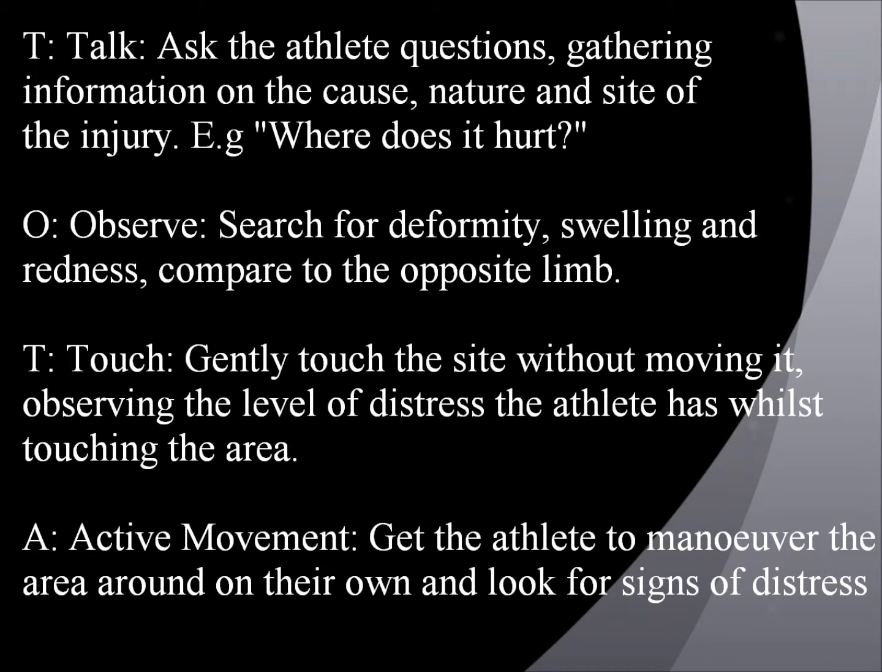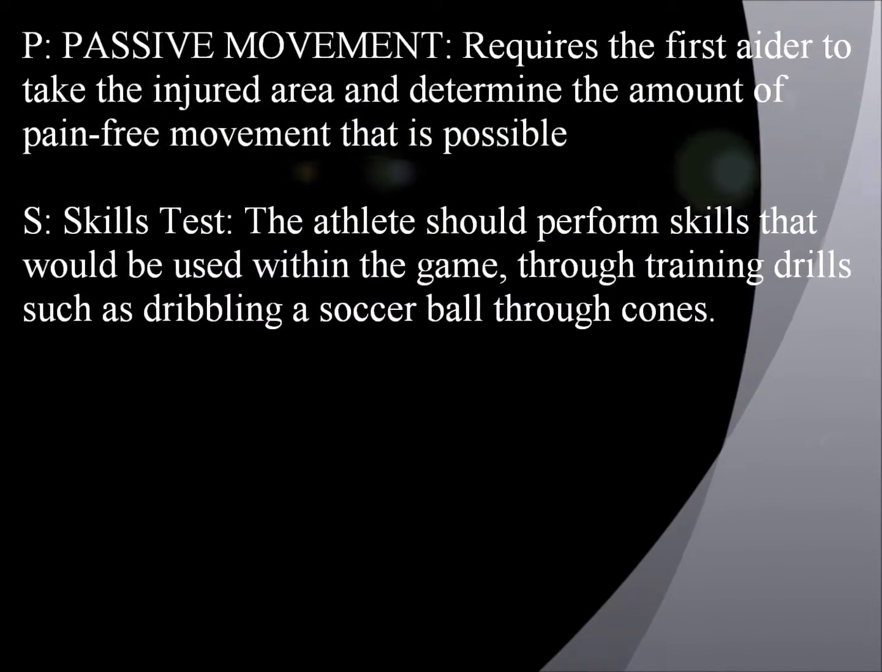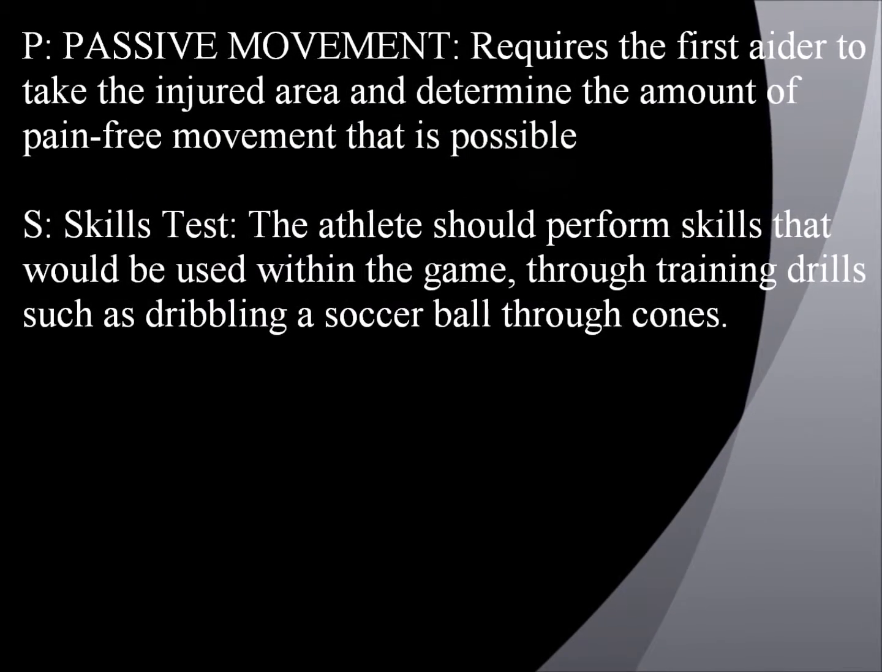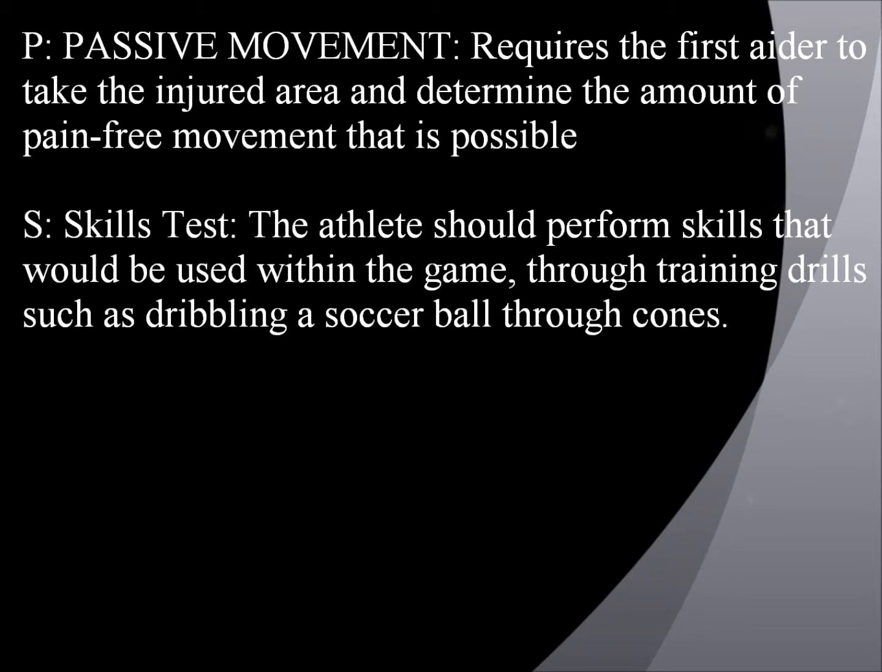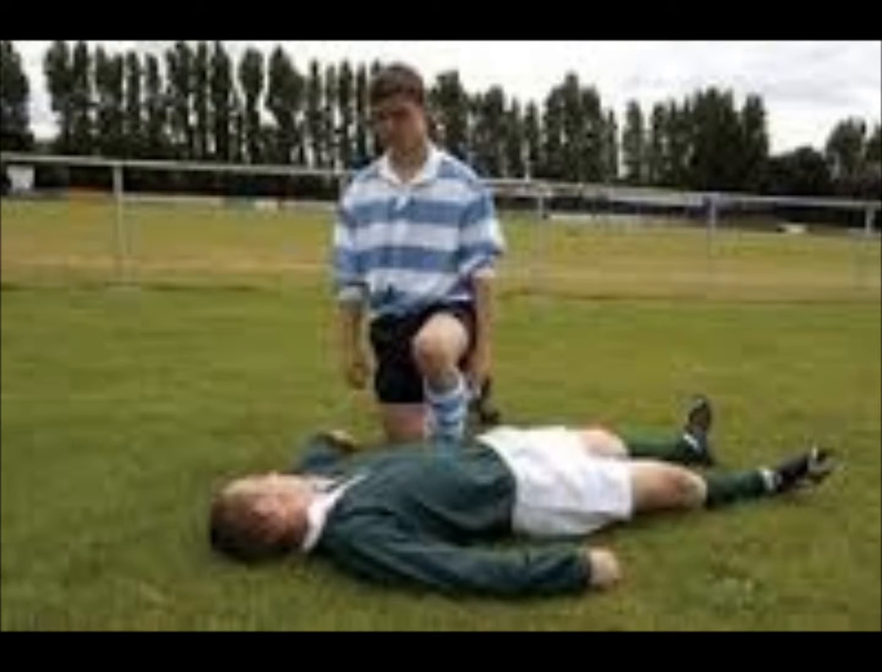Active movement. Get the athlete to maneuver the area around on their own and look for the signs of distress. Passive movement. Requires the first aider to take the injured area and determine the amount of pain-free movement that is possible. Skills test. The athlete should perform skills that would be used within the game, through training drills such as dribbling a soccer ball through the cones.